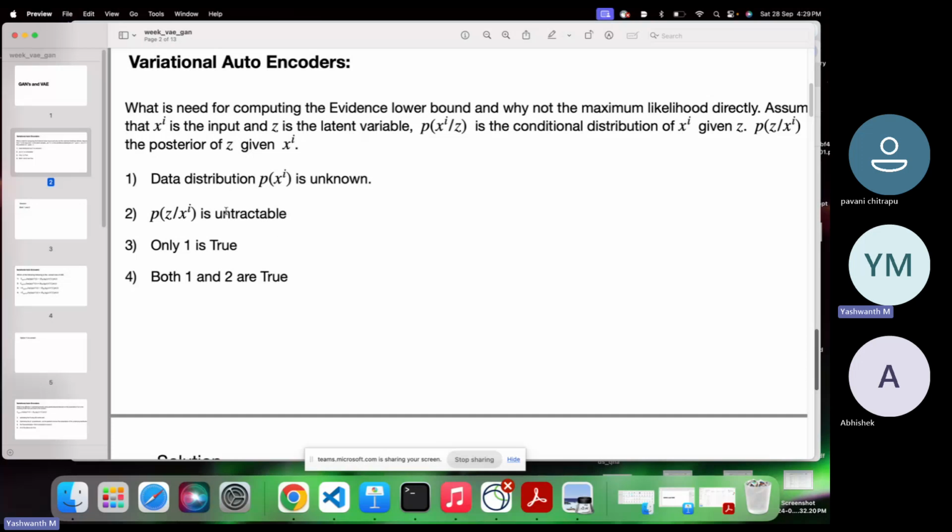Yeah, so basically both one and two are true because the data distribution itself is unknown. If we knew the data distribution, we would have directly fit a model: the distribution is known, so we can fit the maximum likelihood to find the parameters and then sample from the distribution. Because it's unknown, that is one of the problems. And typically, the distribution of the latent given x is intractable because to compute it we end up requiring p of xi, which itself is unknown to start with, right? So both one and two are correct.